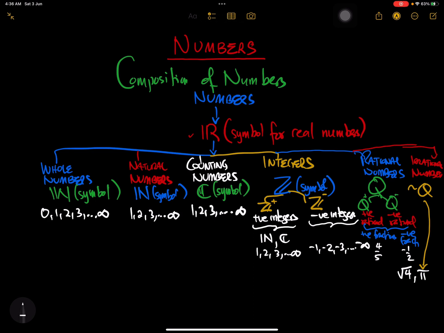Those are irrational numbers. I hope today's lesson helped. So basically, this is what we mean by composition of numbers.